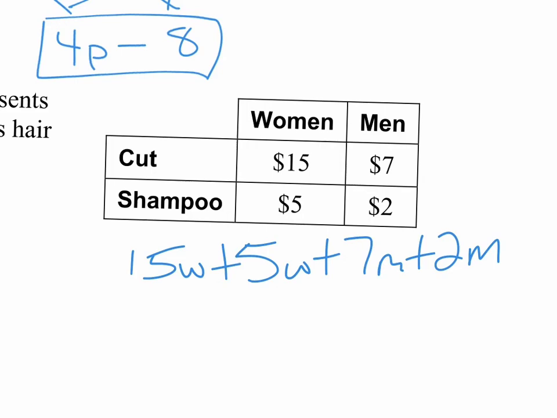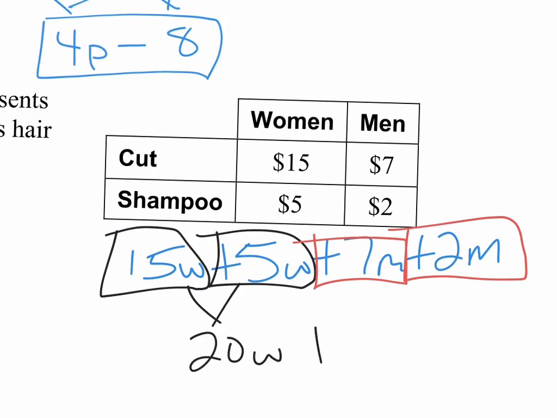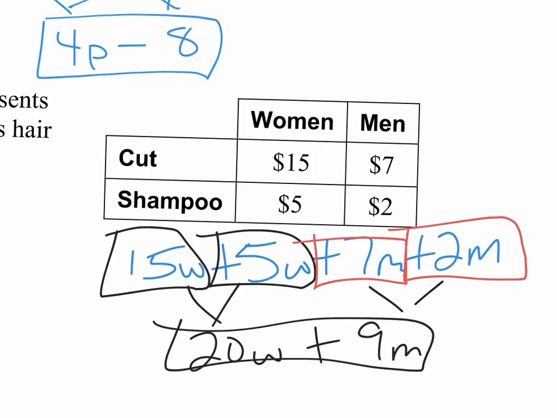Okay, so let's go ahead and simplify. 15W, 5W, those two should go together, they're like terms. 7M, 2M, like terms. 15W plus 5W is 20W, plus 7M, 2M, 9M. So my answer would be 20W plus 9M for that. Alright, this is 3.1, combining like terms.